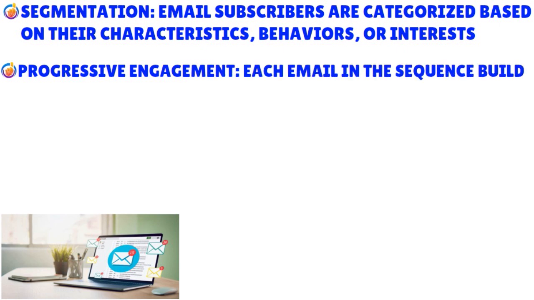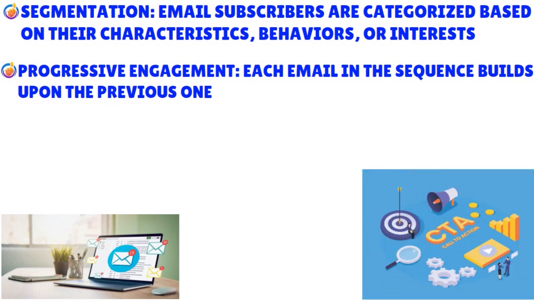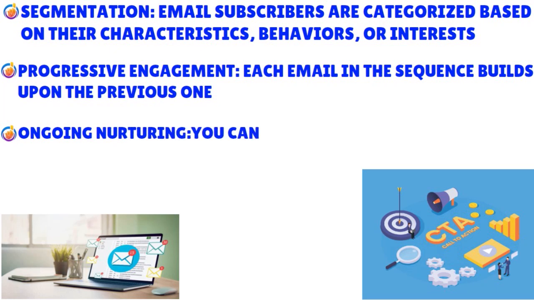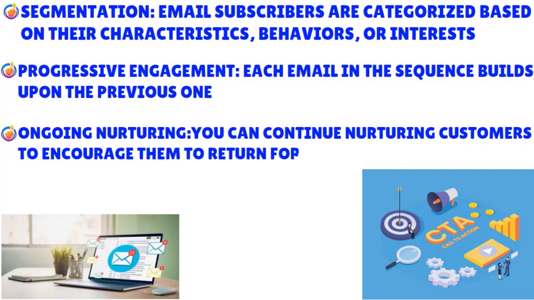You have progressive engagement. Each email in the sequence builds upon the previous one, providing relevant information to move the lead closer to a conversion in case the last email didn't result in conversion. Next, you have conversion opportunities. Every email includes a call to action to take the desired action, whether making a purchase, downloading an app, starting a trial, or booking an appointment. And finally, you have ongoing nurturing. Even after a conversion, you can continue nurturing customers to encourage them to return for another purchase.